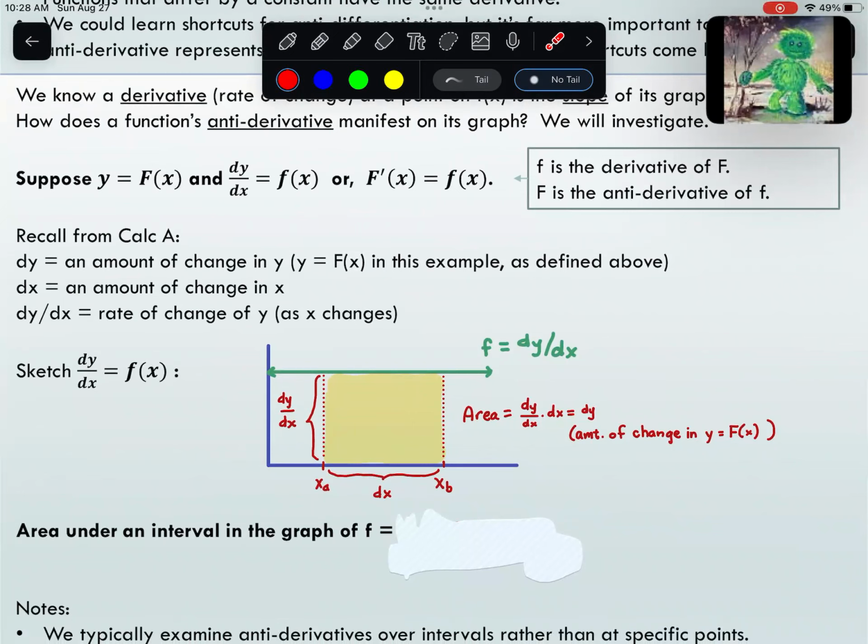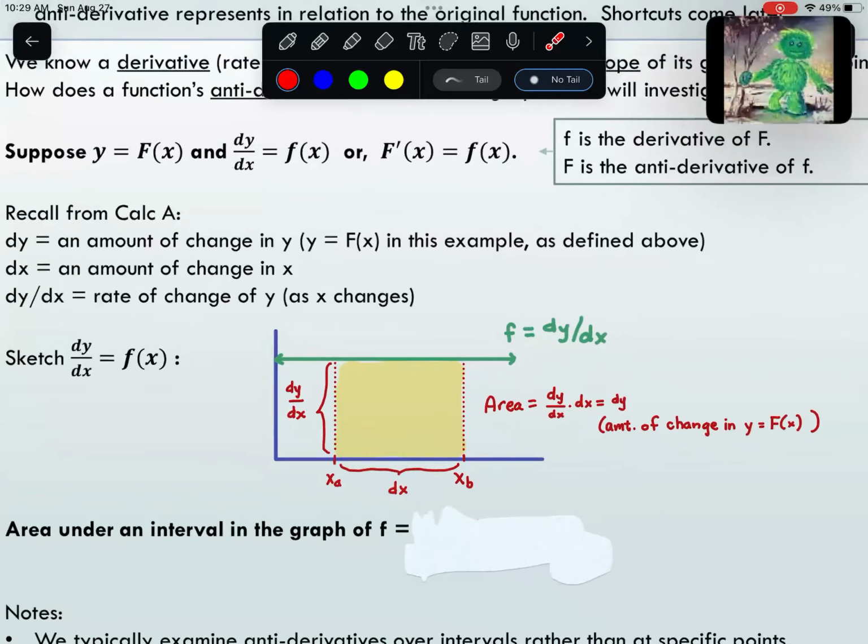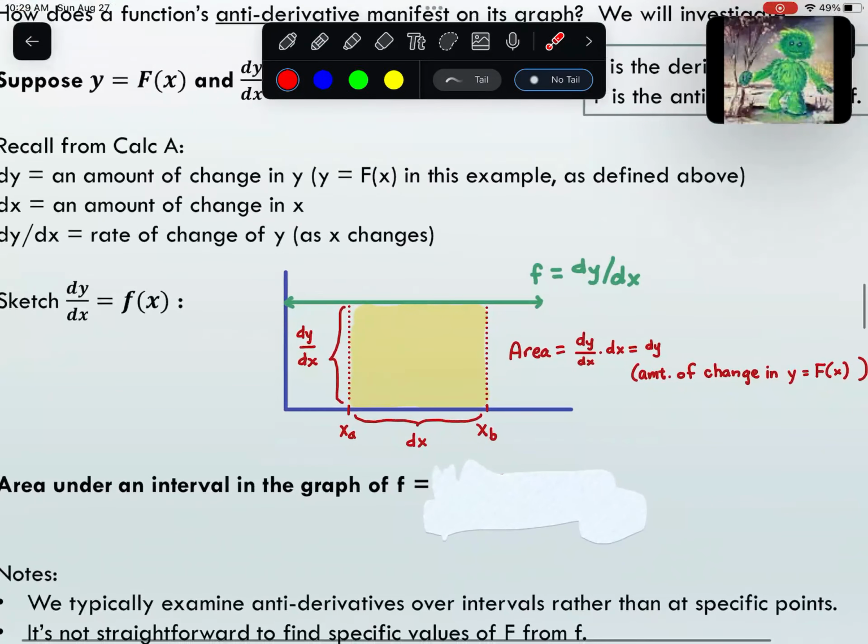So with that all established, pause the video if you like to give yourself a sketch like mine for your notes. What I'm doing is sketching not the capital F, but the little f. I'm sketching the derivative of the big F. And just to make things simple for ourselves for now, I've chosen to assume that this dy/dx is a constant, so I can graph it as just a horizontal line in green here.